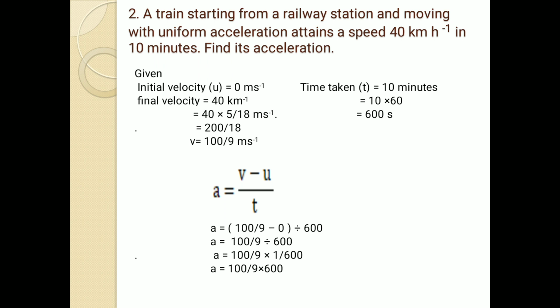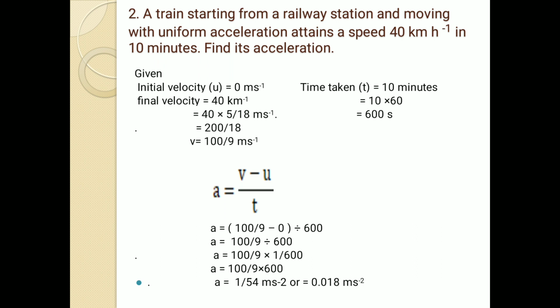So further if you simplify, 100 divided by 9 into 600, okay? So now if you simplify further here, you will get 1 divided by 54 meter per second square. So that's the unit, meter per second square. Or if you want to convert this into decimal, 0.018 meter per second square.